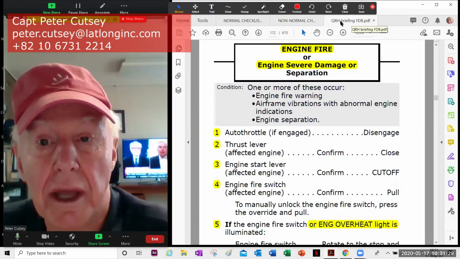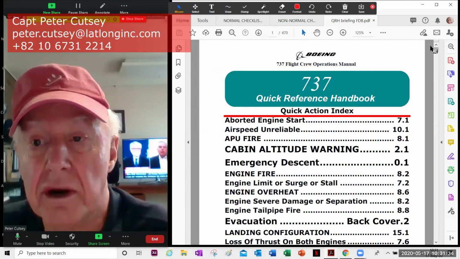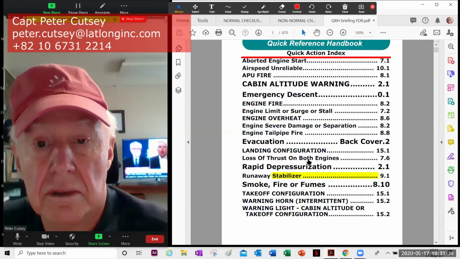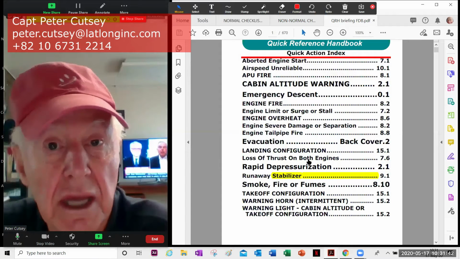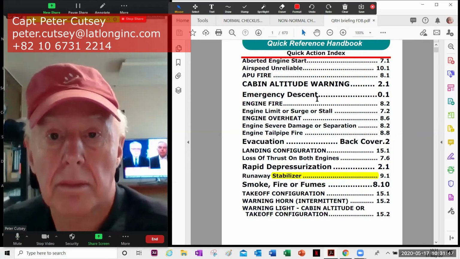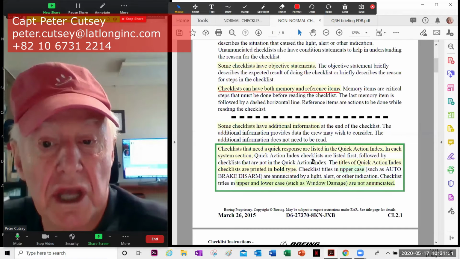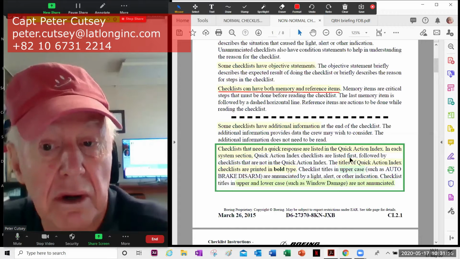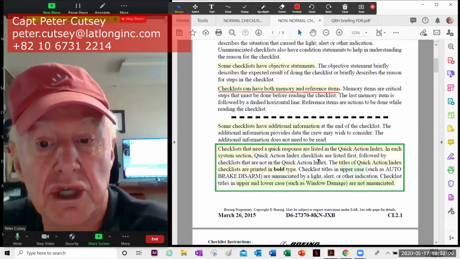Let's have a look at the Quick Action Index in the QRH, and here it is here. And it happens to be the very first page, whether you're using an electronic QRH or the actual paper copy. Quick Action Index checklists are listed first. So you saw that. It was on the cover. That's first, followed by checklists that are not in the Quick Action Index.